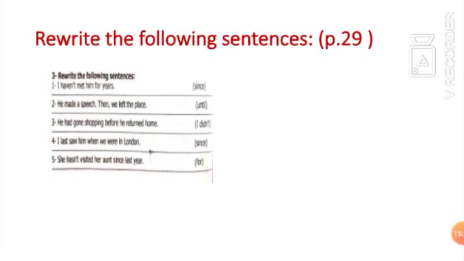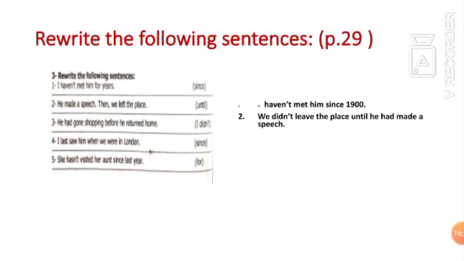Number 1: I haven't met him for years. Use since. I haven't met him since 1900. Okay, we can put any year that gives the same meaning. Number 2: He made a speech, then we left the place. First, he made a speech, then we left the place. So use until. We didn't leave the place until he had made a speech. Until is preceded by past simple negative and it's followed by past perfect.